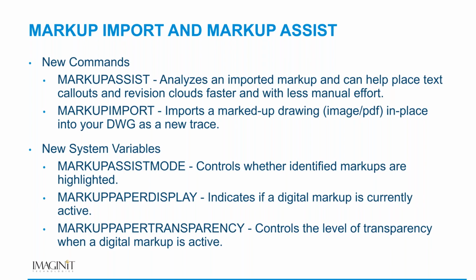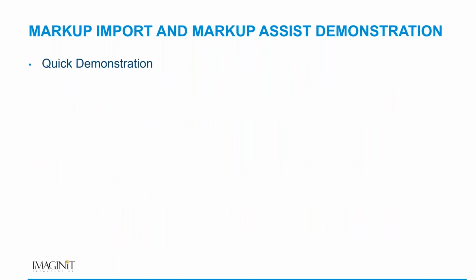Markup paper display indicates if a digital markup is currently active, and the markup paper transparency controls the level of transparency when the digital markup is active. And now we'll just do a quick demonstration on this.